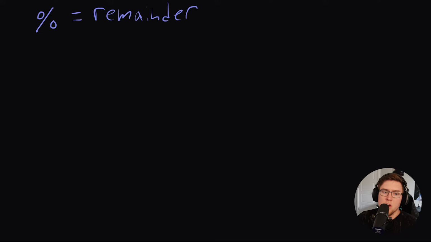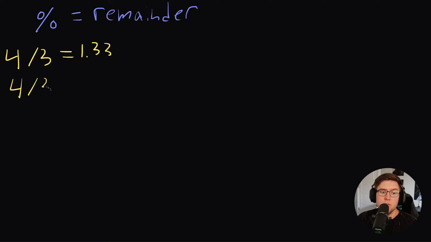Let me switch colors. So 4 divided by 3 in a normal floating point division equals 1.33333 forever, right? We have this fractional part. However, that's how math works normally, and that's how math works in floating point division in a language like Go. If we're doing integer division, then we can't have a floating point result.